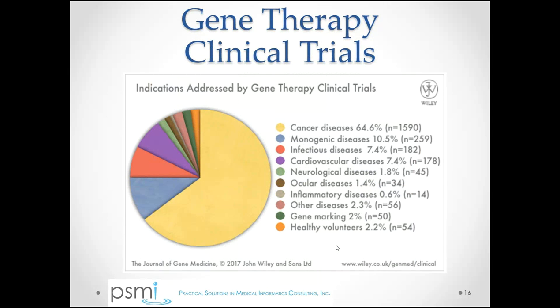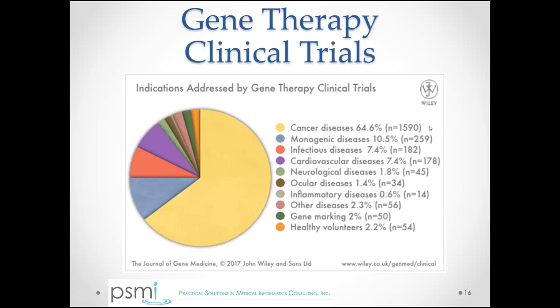This is about the most up-to-date information I could find. There's well over 2,000 clinical trials. On Clinicaltrials.gov, if you search for gene therapy, you'll find that it lists over 5,000 clinical trials. The bulk of gene therapy clinical trials are being directed at cancer diseases.